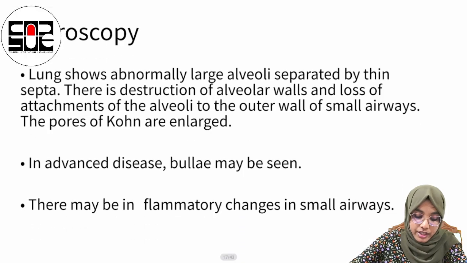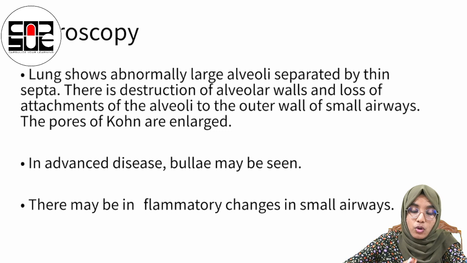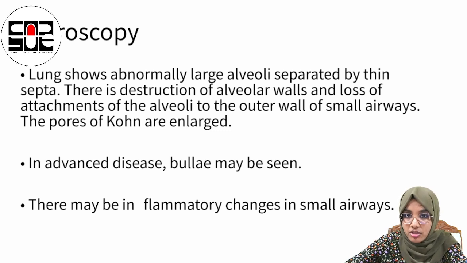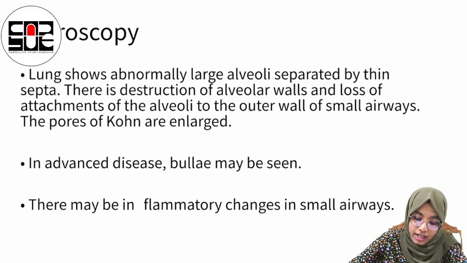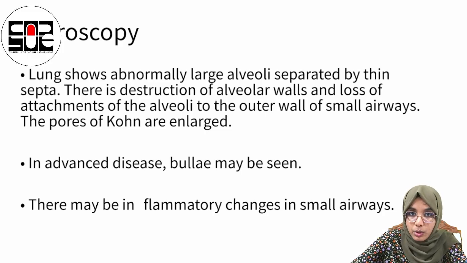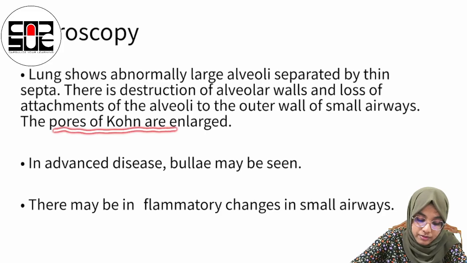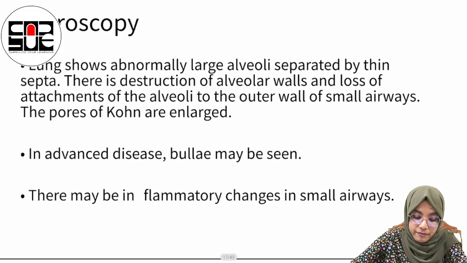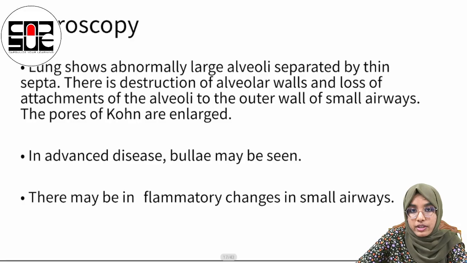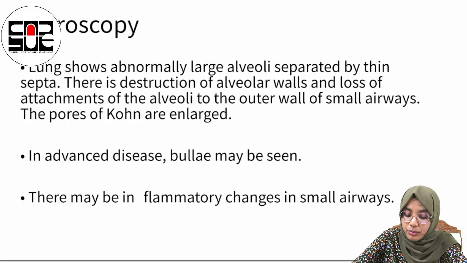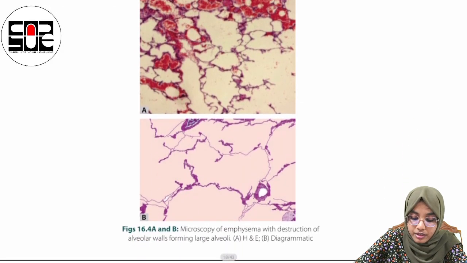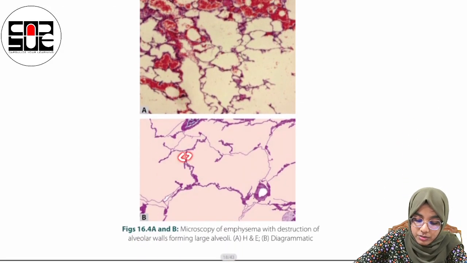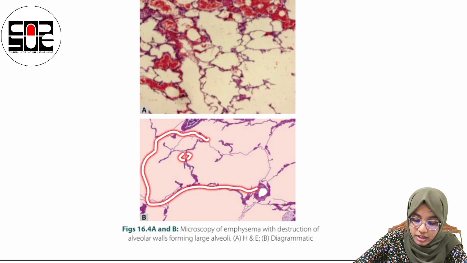Next, let's discuss the microscopic changes which occur in emphysema. So the lung will show abnormally large alveoli because of the destruction of the walls, because of the action of proteases. And the attachments of the alveoli to the outer wall of small airways will also be destroyed, and the pores of Kohn will be enlarged. And in advanced disease, bullae will be seen, and along with that, due to smoking, inflammatory changes will be present in small airways. And here we can see a diagram. There is destruction of the alveolar walls over here, and there is formation of large irregular alveoli.